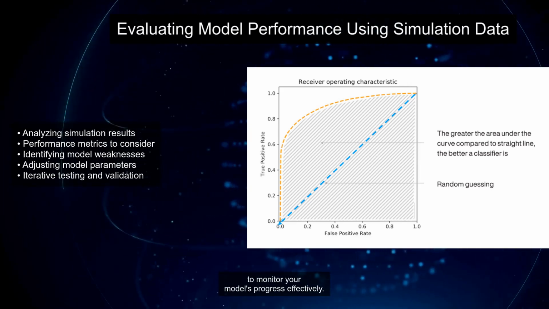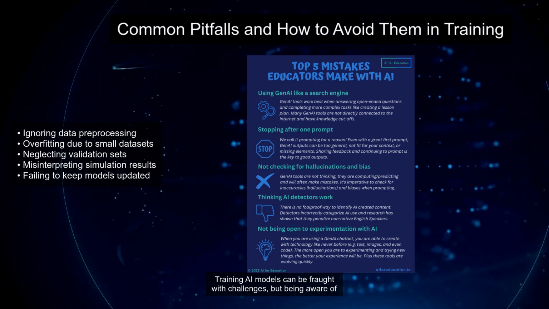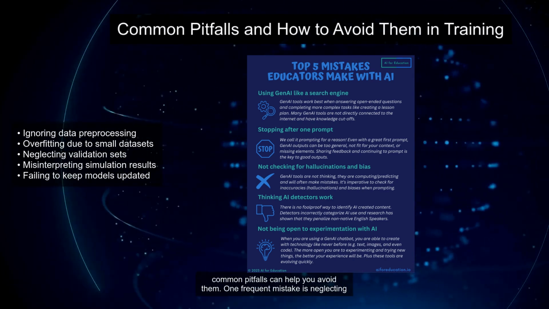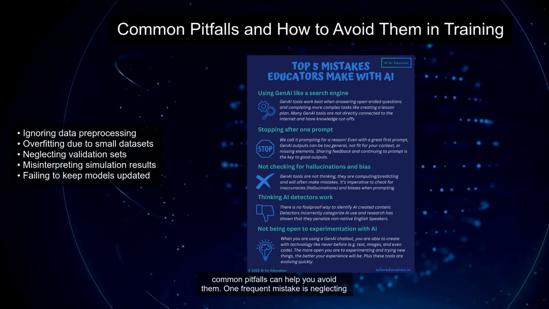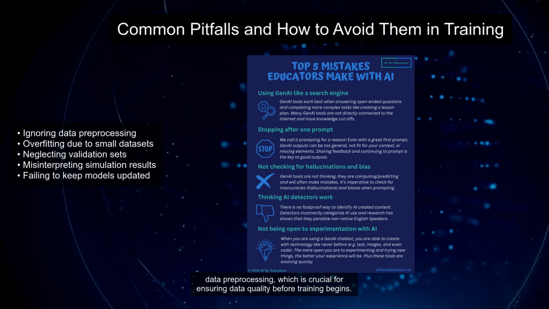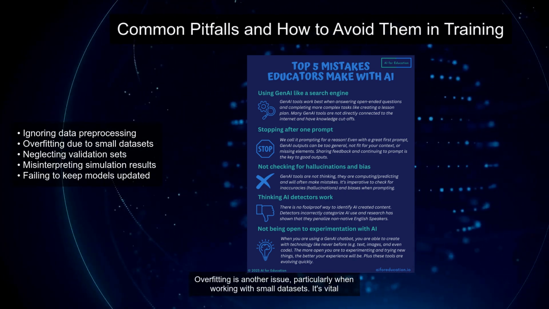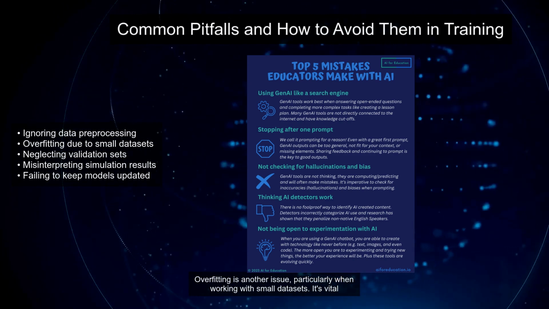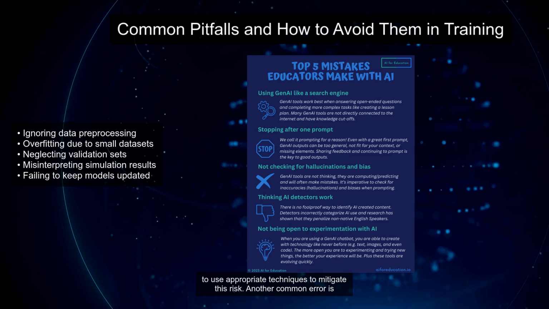Training AI models can be fraught with challenges, but being aware of common pitfalls can help you avoid them. One frequent mistake is neglecting data preprocessing, which is crucial for ensuring data quality before training begins. Overfitting is another issue, particularly when working with small datasets. It's vital to use appropriate techniques to mitigate this risk.